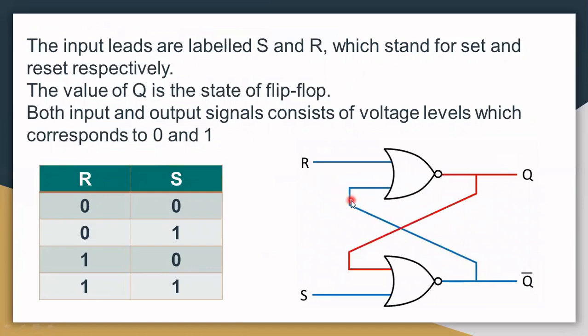Now this is the logic circuit of SR flip-flop, in which we are using two NOR gates. We can also construct it with NAND gate. Here we are using two NOR gates and the inputs are R and S, outputs Q and Q dash.